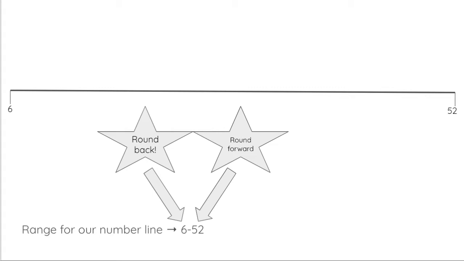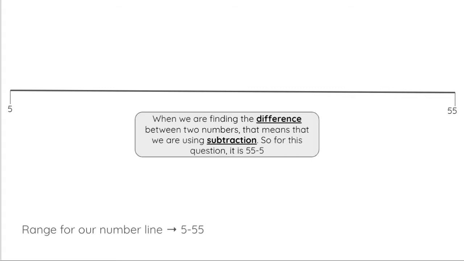What does that mean? Well, 6 would have to turn into a 5, and 52 would have to turn into 55. That way, you can always make sure to include the crazy numbers your teachers have chosen you to start and finish at. Then, you need to figure out what is in the middle between those two numbers.